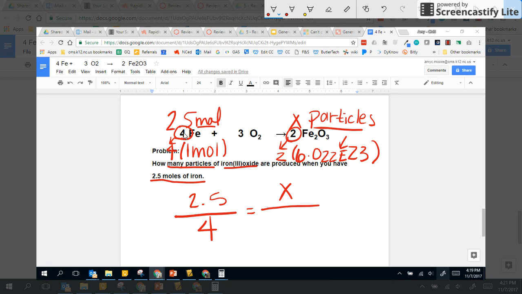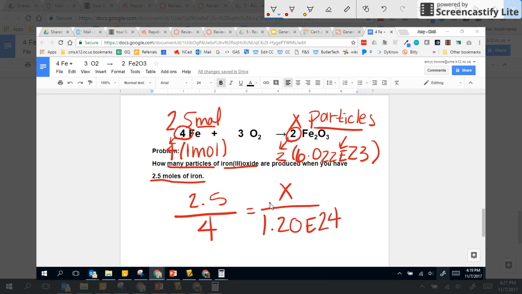So in our calculator, 2 times 6.022 E23 comes out to 1.20 E24, and you have to look carefully at your calculator so you see that it's not just 1.20.